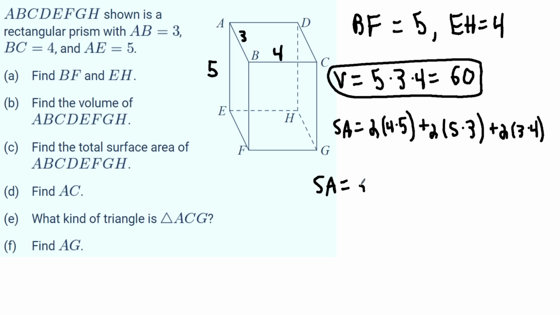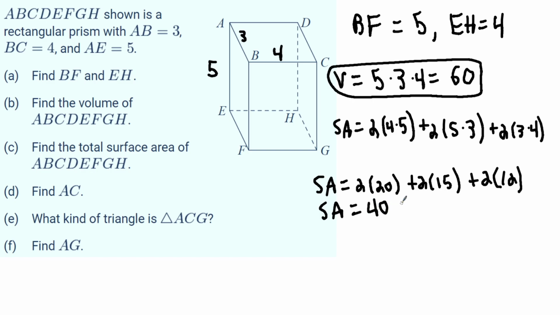Well, that would become 2 times 4 times 5 is 20, plus 2 times 5 times 3, 15, plus 2 times 3 times 4, which is 12. Well, 2 times 20 is 40, plus 2 times 15 is 30, plus 2 times 12 is 24. 40 and 30 is 70, plus 24, well, 70 plus 20 is 90, plus 4, 94. That gets us our surface area.